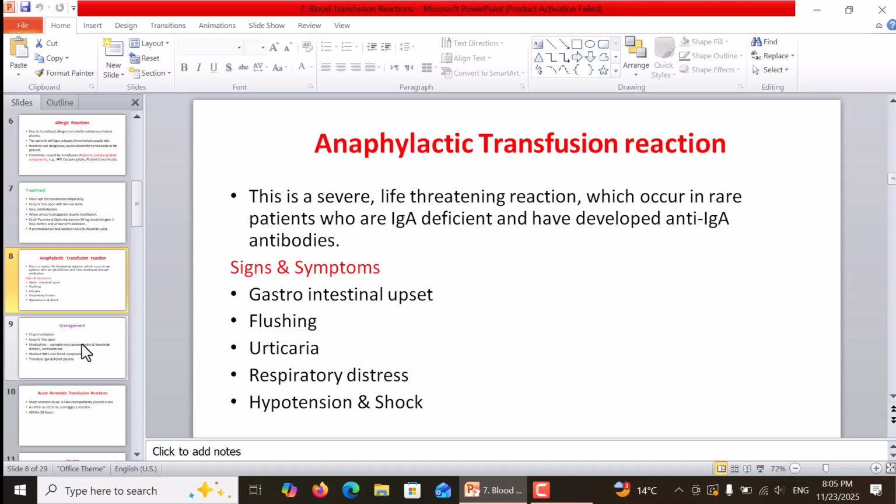We are going to talk about another reaction, which is called anaphylactic transfusion reaction. This anaphylactic reaction is not like the allergic transfusion reaction. It is severe. It is a life-threatening reaction, which occurs in rare patients who are IgA deficient and who developed anti-IgA antibodies. The patients who suffer from this reaction will present with gastrointestinal upset, which means nausea or vomiting, flushing, urticaria, respiratory distress, it means dyspnea, and hypotension or shock. And from these signs and symptoms, it's obvious that this reaction is severe.